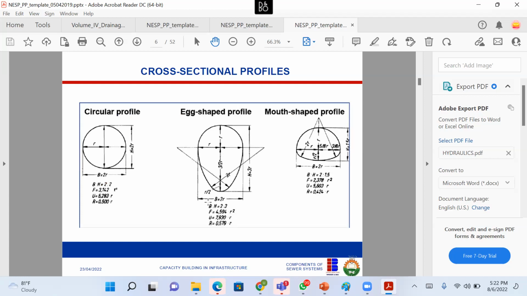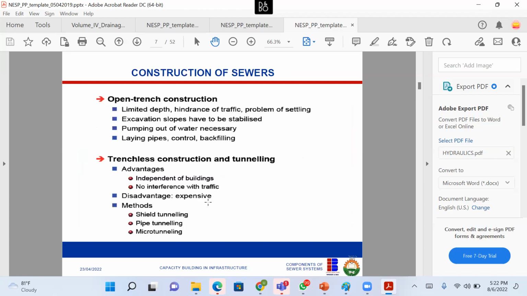So this is a circular pipe. This is an egg-shaped pipe. And this is a mouth-shaped pipe. And of course, rectangular is something we already know how it looks like. So, open trench construction.